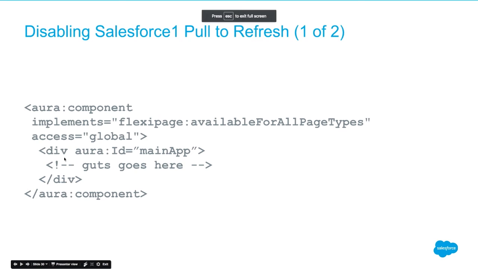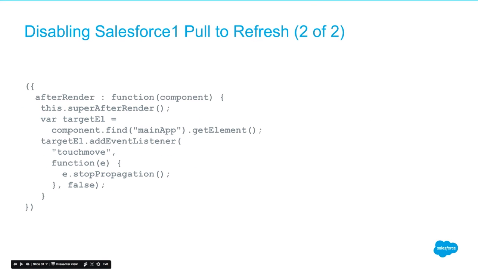So the way that you do it, at least for now, is you wrap your application in a div tag. In this case, I'm calling it main app. And then you wind up using a renderer. So you say, after the component is rendered, I'm going to call the base after render. I'm going to get the DOM element that's represented by that div tag, and I'm going to add a touch move event listener on it. So when you tap and you start to pull down, this function is going to intercept that, and it's going to stop propagation back up to the S1 framework. So that will effectively disable pull to refresh just for your app specifically. Everything else will be left alone. Okay? And it'll give you a lot more freedom in terms of the type of single page apps that you might want to produce.